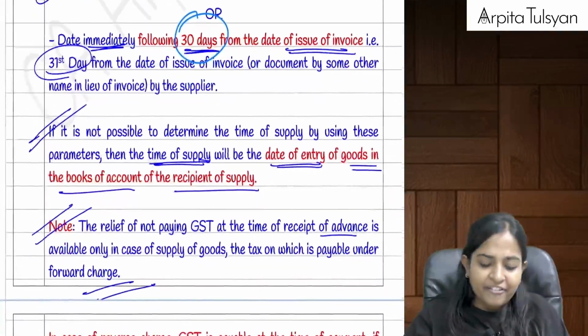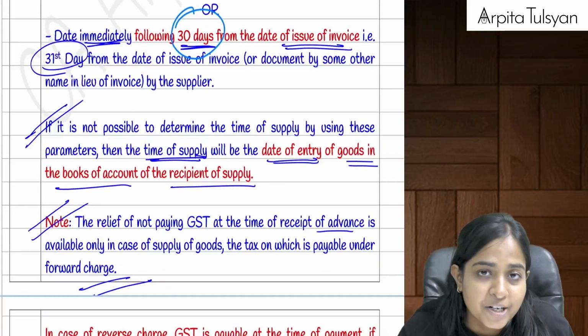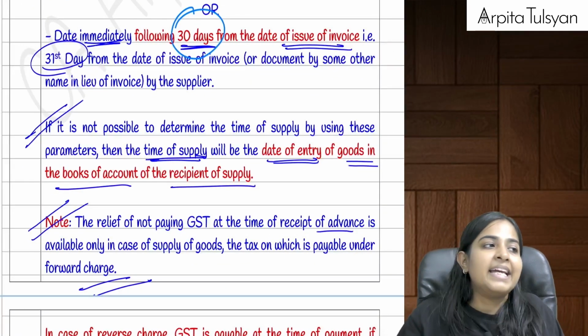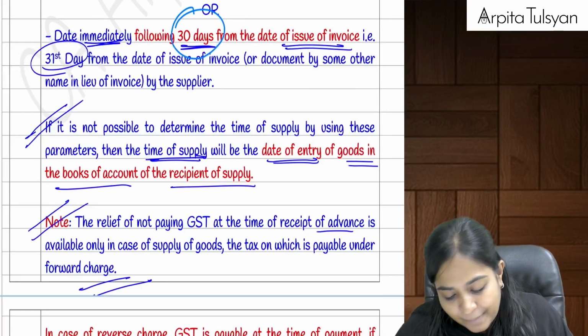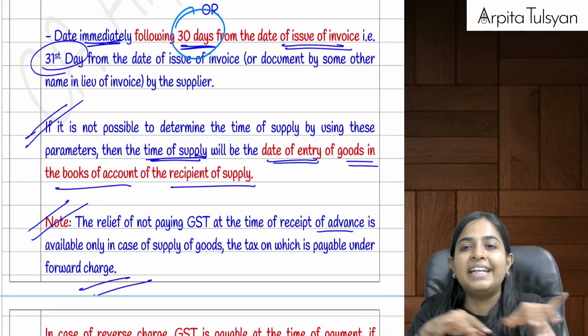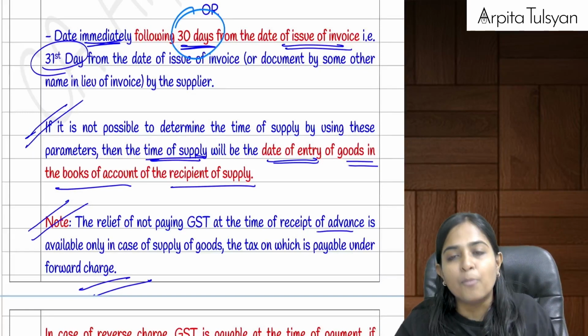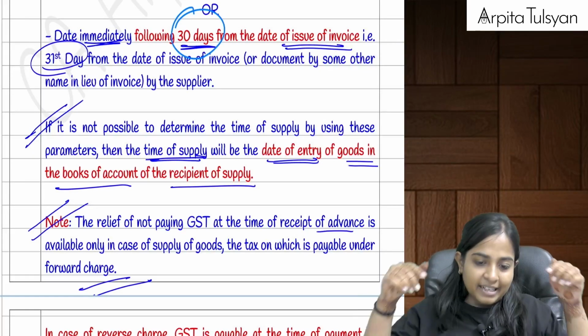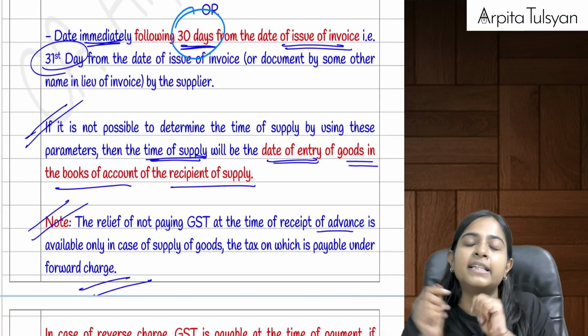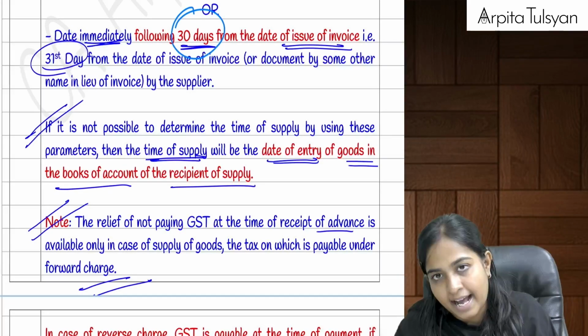Now let's say we are not having this information available with us. Then in such a case the time of supply will be the date of entry, the date of entry of goods in the books of accounts of the recipient. The day the recipient has recorded it in the books of accounts, that day will be considered as the time of supply.